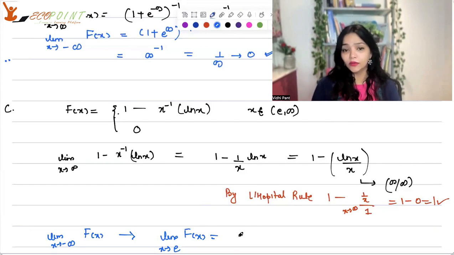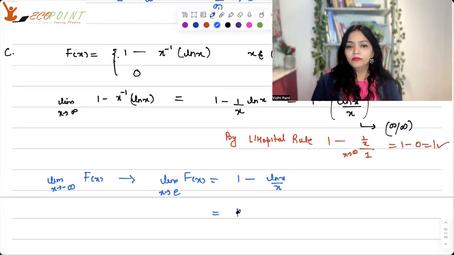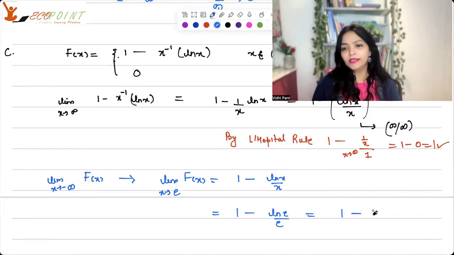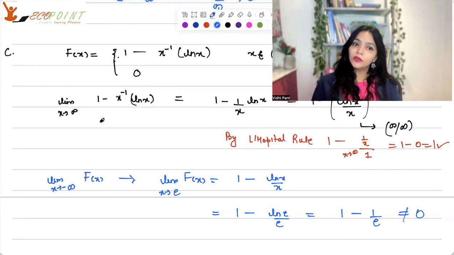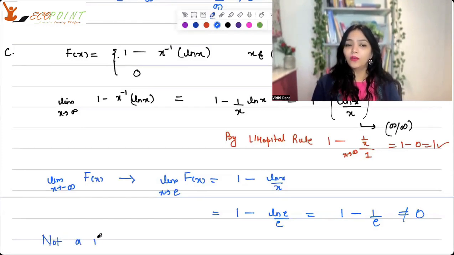तो ये देखते हैं अगर ऐसा हो रहा है तो. Let's see. So 1 minus log x upon x है ये, right? So this gives me 1 minus log e upon e. So this gives me 1 minus, log e is just 1, so 1 upon e. Well, this is not 0. So the limit as x tends to infinity was turning out to be 1, but the limit as x tends to e at the beginning, CDF is not 0. That means this is not a valid CDF function.